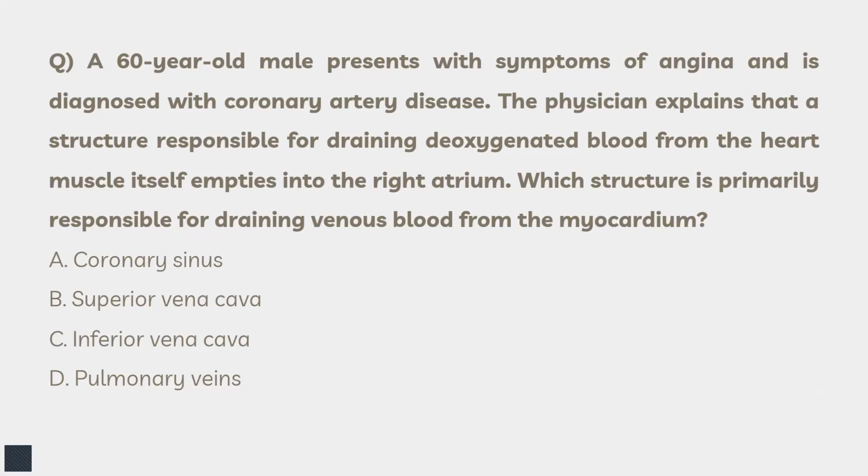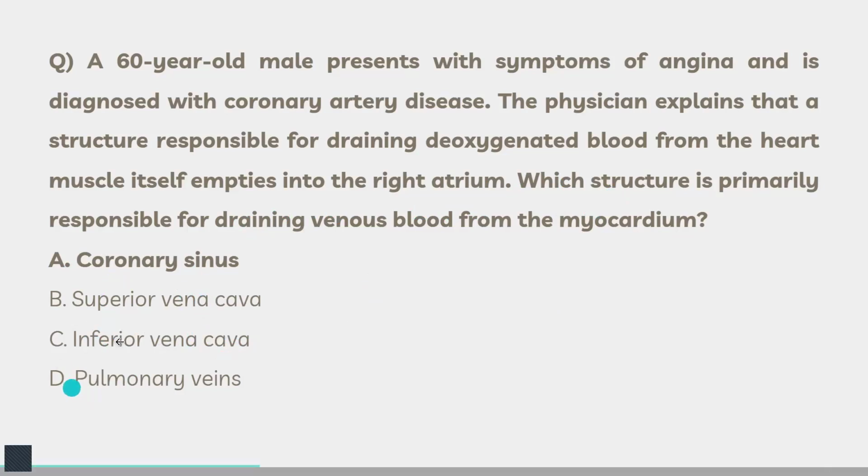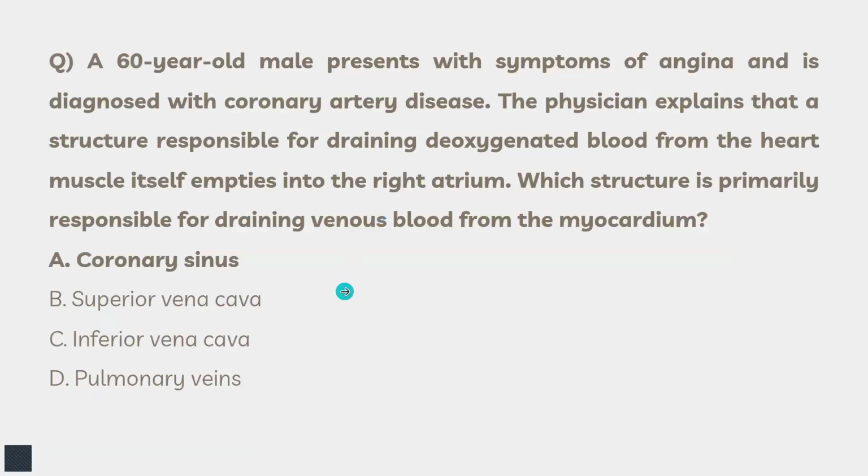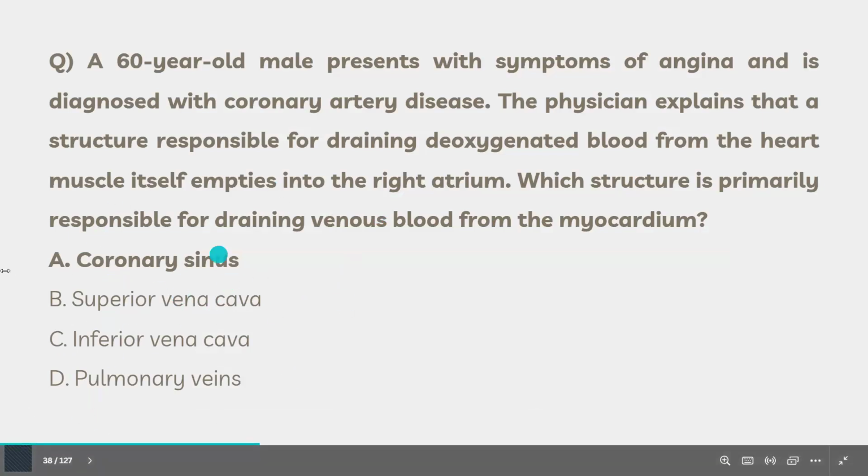So the answer is A. Okay, so the question says, draining venous blood from the myocardium, so from the heart itself. So B and C are just wrong because they drain blood from the periphery, okay? Whereas the pulmonary veins, they bring blood back from the lungs and bring it into the heart, but they don't actually drain venous blood. So D is also wrong. And it's a basic recall question.